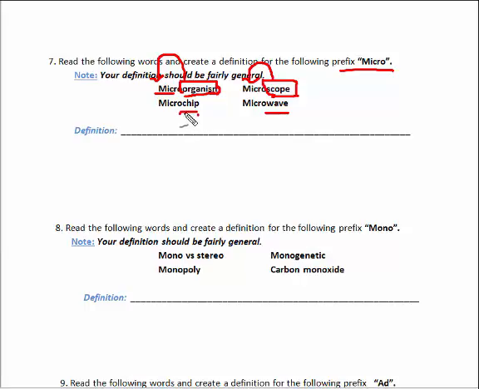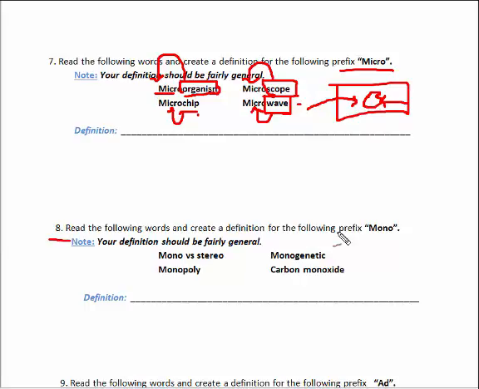Microchip in a computer, it's very small. It's a small chip. Microwave. A wave is something in physics. A microwave is a very small wave. What does that have to do with cooking? Inside the microwave, there are little waves, tiny waves, that radiate the food. Say you have like a chicken or something in here. The waves would penetrate in and cook the food from the inside. Let's take a look at number 8.